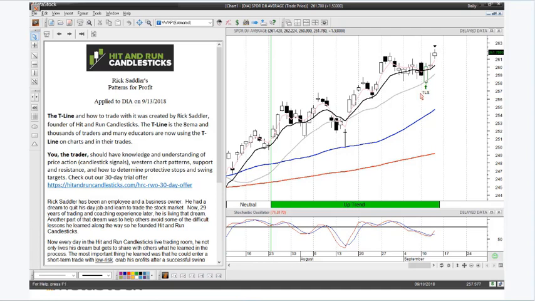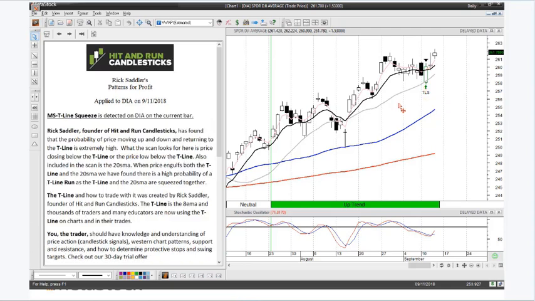In this case, the T-line squeeze, the pattern that I want to go in and read happened a couple of days ago. So I'm just going to move that arrow over so that I can show you exactly what would have appeared in this commentary the day the T-line squeeze happened. Okay? So right here it says the T-line squeeze is detected on BIA for the current bar.